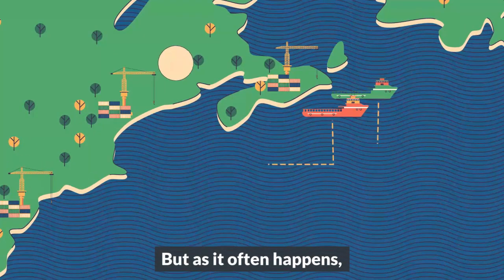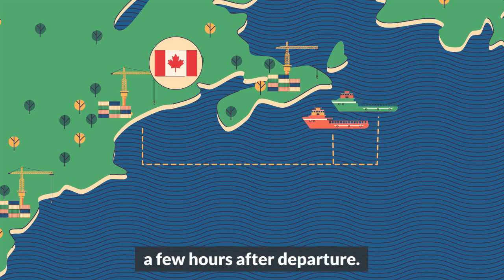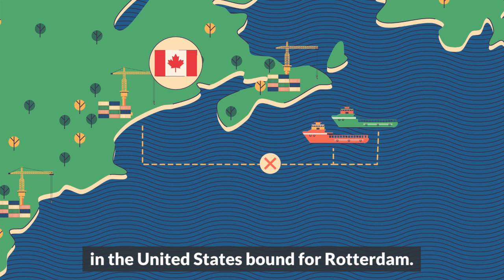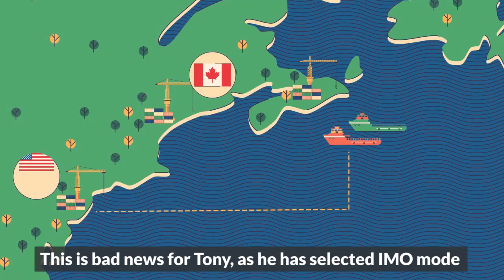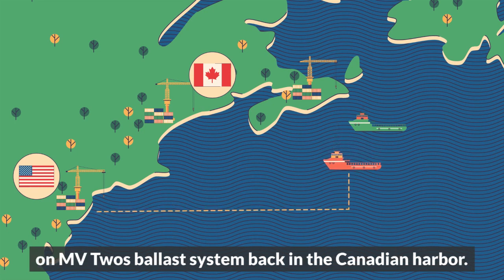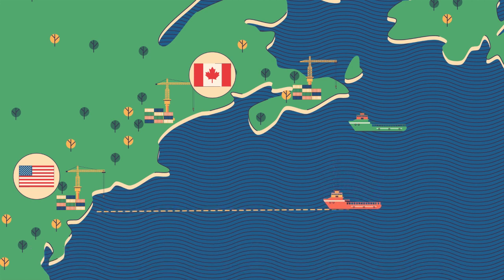But as it often happens, Tony and Owen are contacted by their ship operators a few hours after departure. They must pick up new cargo in the United States bound for Rotterdam. This is bad news for Tony, as he has selected IMO mode on MV2's ballast system back in the Canadian harbour. This is not approved for discharge in US territories.